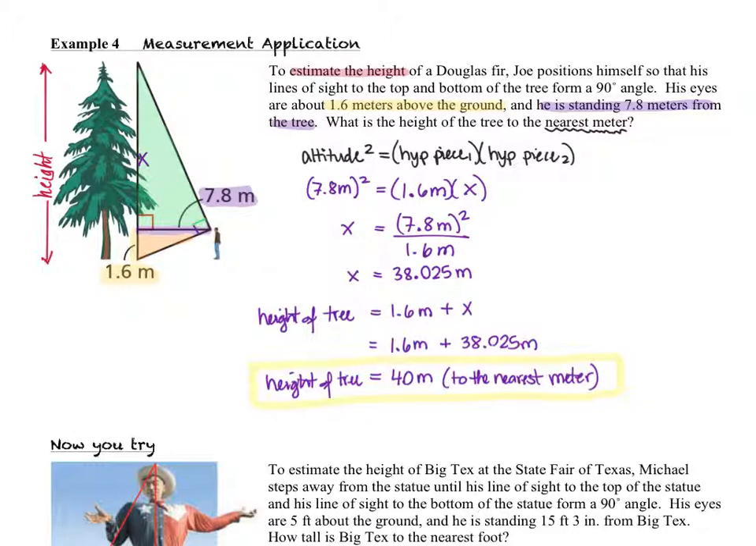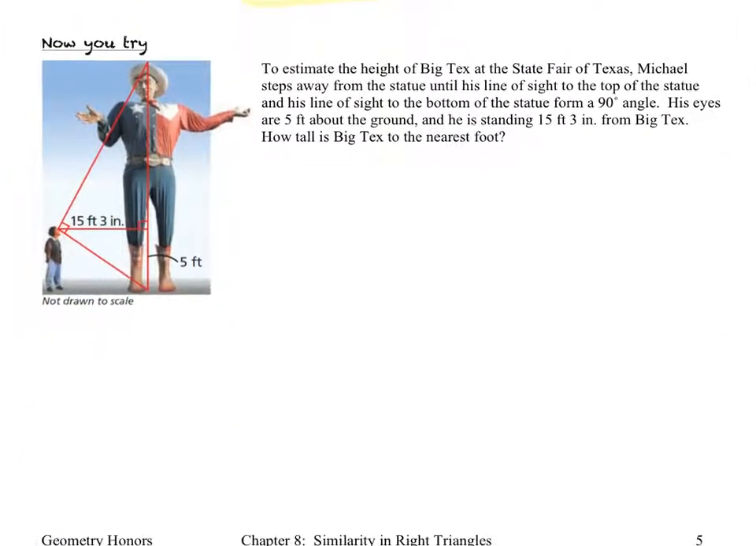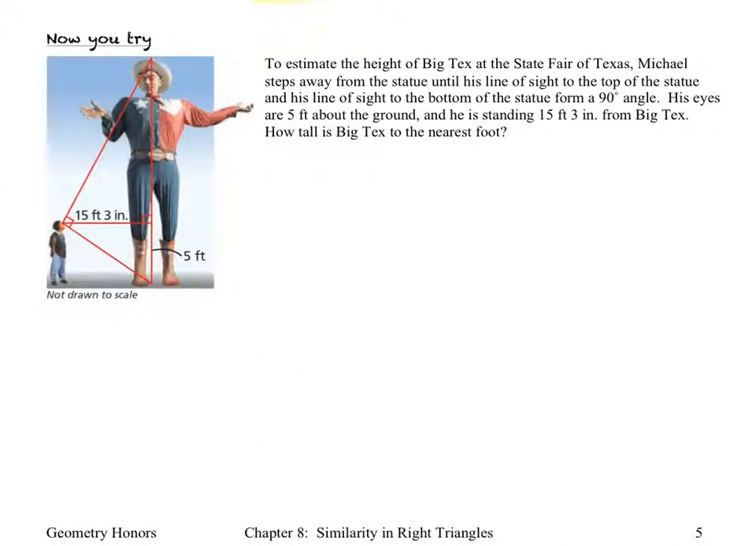Okay, there is one problem left before you get to your homework. And that is, and now you try, and we'll read it together, just kind of underline or highlight the important information. I'm sure you can already see, because of the way that it's marked, that we've got this same kind of altitude question. And it starts out to say, to estimate the height of Big Tex at the State Fair of Texas, Michael steps away from the statue until his line of sight at the top of the statue and his line of sight to the bottom of the statue form a 90-degree angle.